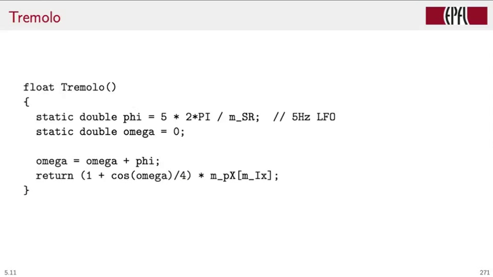Tremolo requires you to define the speed of the modulating sinusoid, and then the output is obtained simply by multiplying the input times an appropriately scaled sinusoid. Tremolo sounds like this.